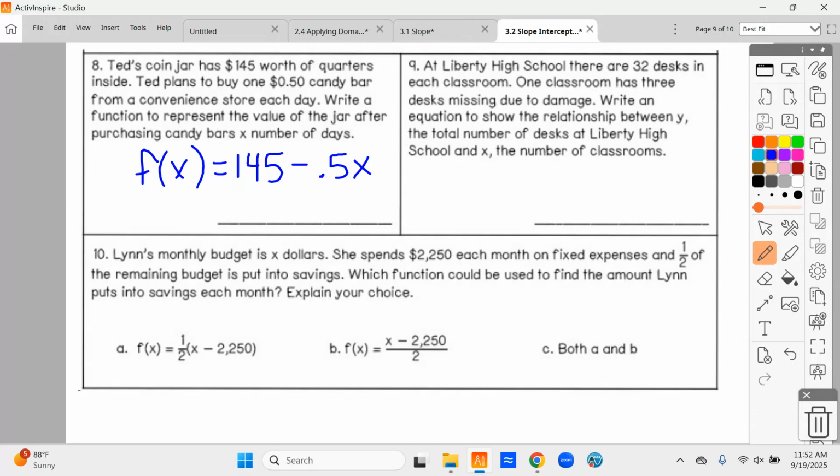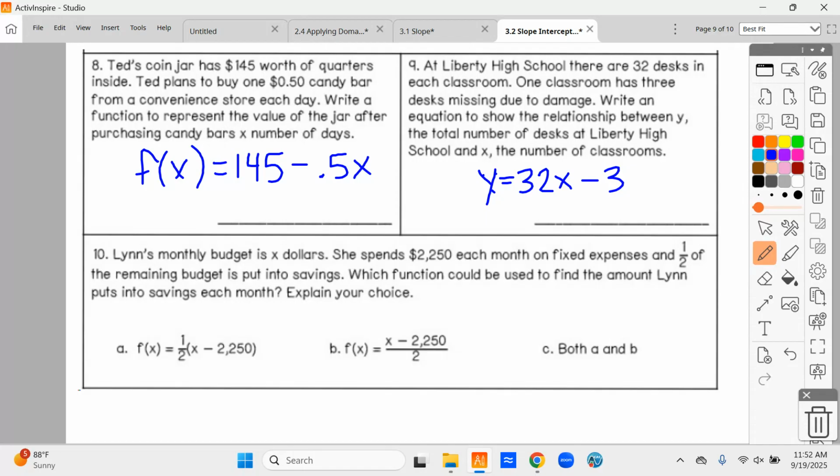At Liberty High School, there's 32 desks in each classroom. One classroom has 3 desks missing due to damage. Write an equation to show the relationship between y, the total number of desks at the school, and x, the number of classrooms. So here, I'd have y equals 32 times the number of classrooms minus 3, because one of the classrooms is missing 3.